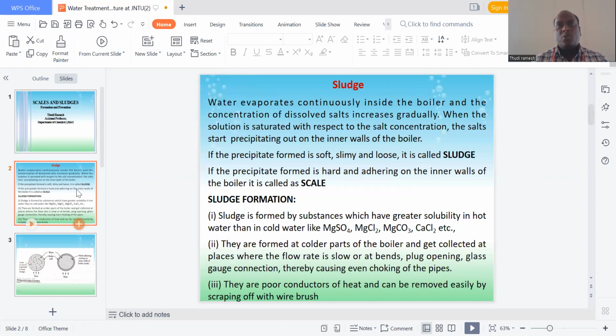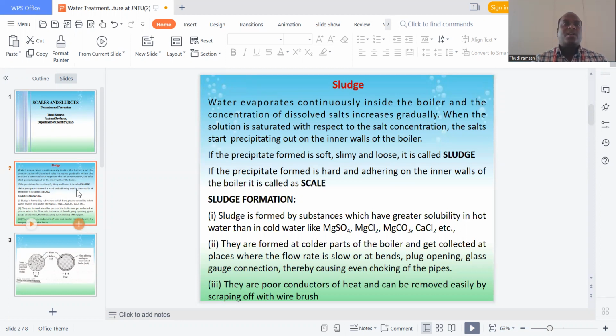Sludge is nothing but a soft, loose, slimy precipitate which is formed inside the boiler material. And the salts which are responsible for the formation of these sludges are magnesium carbonate, magnesium chloride, magnesium sulfate, and calcium chloride. These are the salts responsible for the formation of these loose, soft, slimy precipitates inside the boiler material. Generally these sludges are formed at the colder parts of the boiler material, and they will collect at the places where the rate of flow is going to be decreased because of the formation of these sludges.